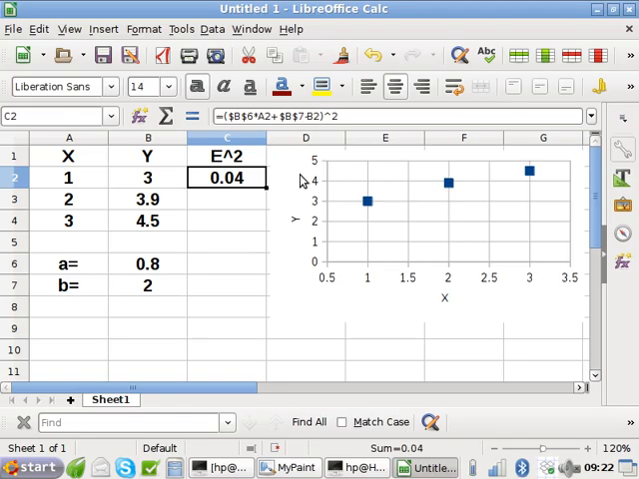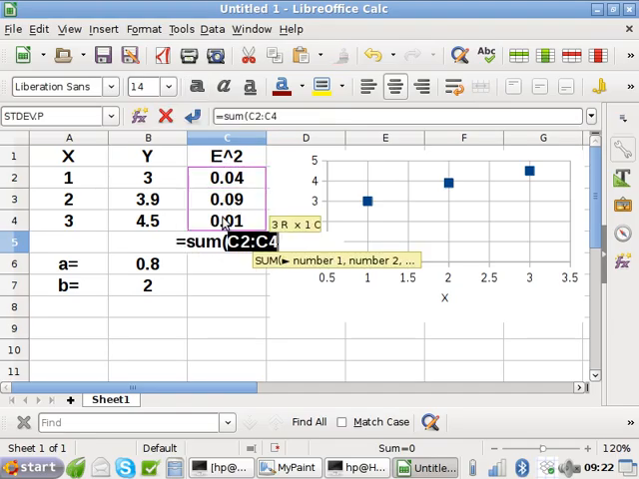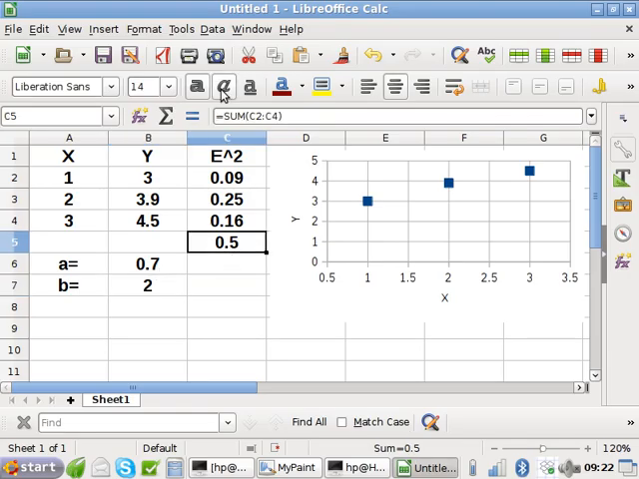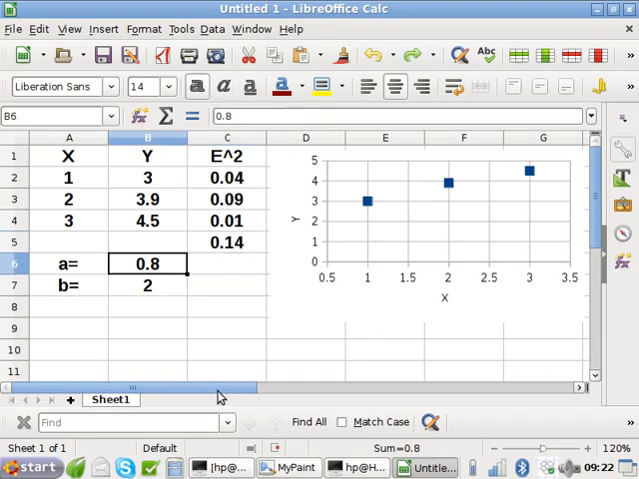There. So the first E squared is 0.04. The next one is 0.09, and the next one is 0.01. If I change the A's and B's, maybe I can make the total here smaller. This is the total. So maybe my A was a little bit too big. Maybe I'd make it a little bit smaller. Did I make it better or worse? Well, it was 0.14, so I made it much worse. What about if I make it a bit bigger? Yeah, that's better, isn't it? 0.06. What about if I change this a little bit, make it 1.9? Worse, okay. And so on.